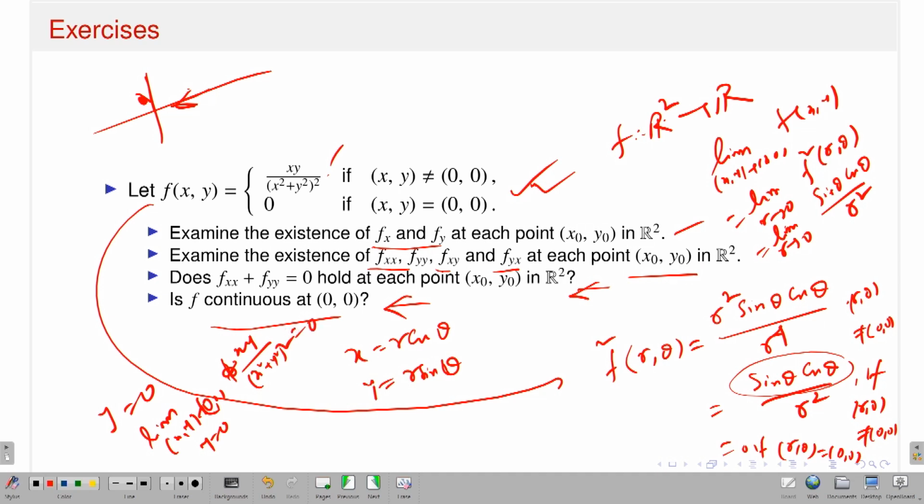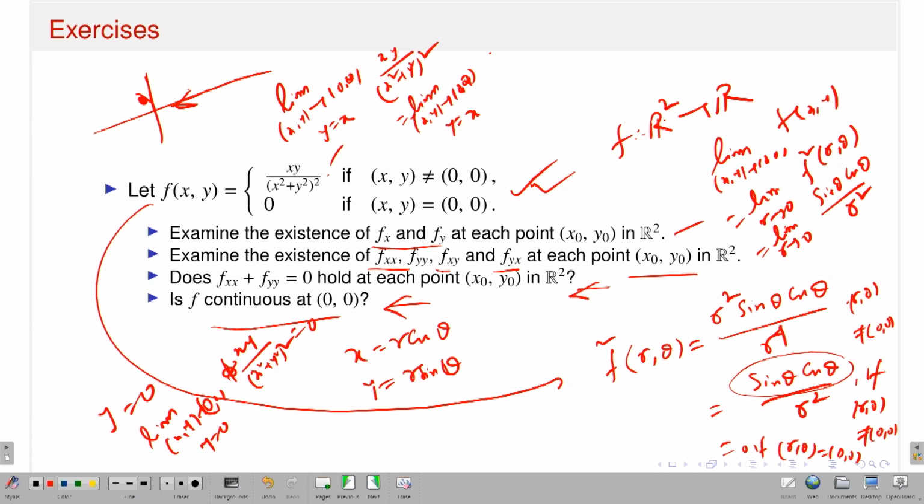Okay, that's the first one. And if I come along y is equal to, say, x, then what will happen? Consider the limit as (x, y) goes to (0, 0) with y equal to x. Will it give something? Let's see. So that means xy divided by (x square plus y square) whole square, as (x, y) goes to (0, 0) with y equal to x.